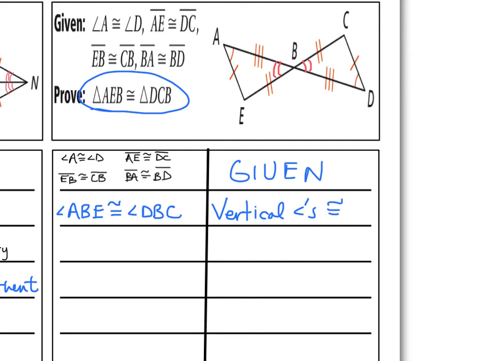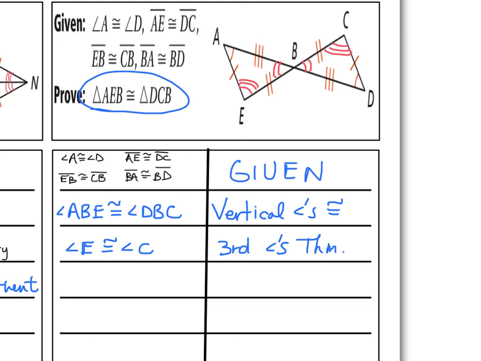Okay, now I've got two of the three angles congruent to each other in each triangle. Well, if I know two, I can say that the third ones are congruent to each other by the third angles theorem. So I can say angle E, in this case, I only have to name it with one letter because there aren't multiple angles there. So angle E is congruent to angle C by the third angles theorem. If I know two, then the third one is congruent.